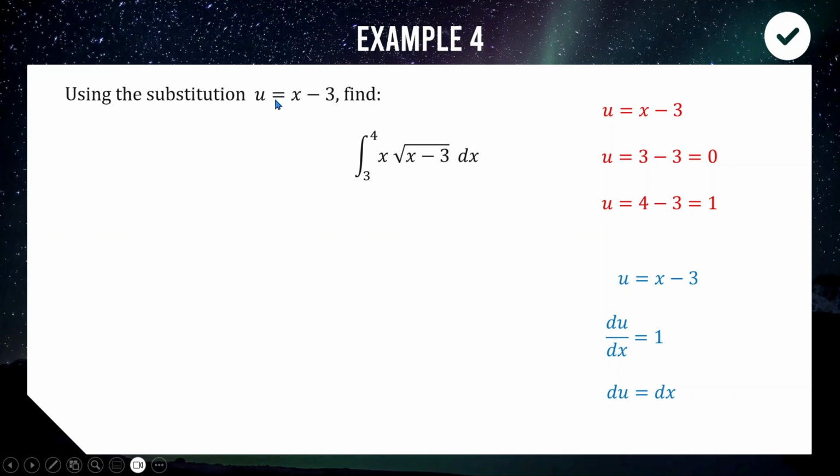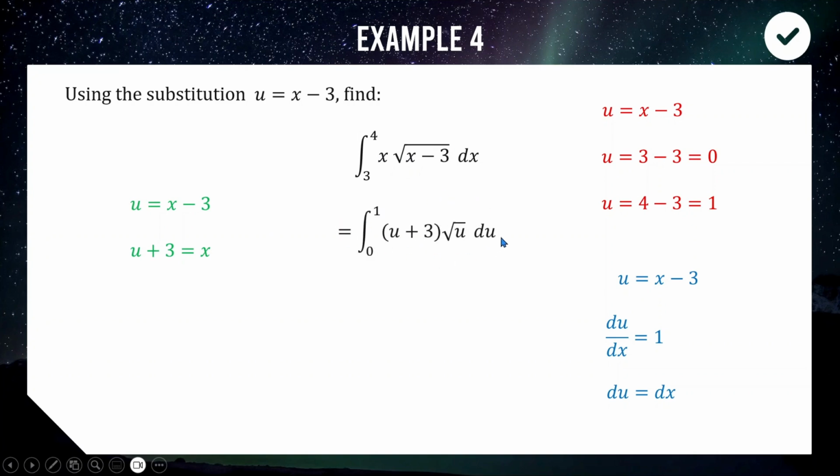So to fix it, we'll go back to our substitution and we'll once again rearrange this to make x the subject. So we have u equals x minus 3. We're just going to add the 3 across the left-hand side. So we get x equal to u plus 3. Now we have all our substitutions ready. Our limits are becoming 0 and 1. Our dx is becoming du. Our square root is going to become square root of u. And the x is becoming u plus 3.